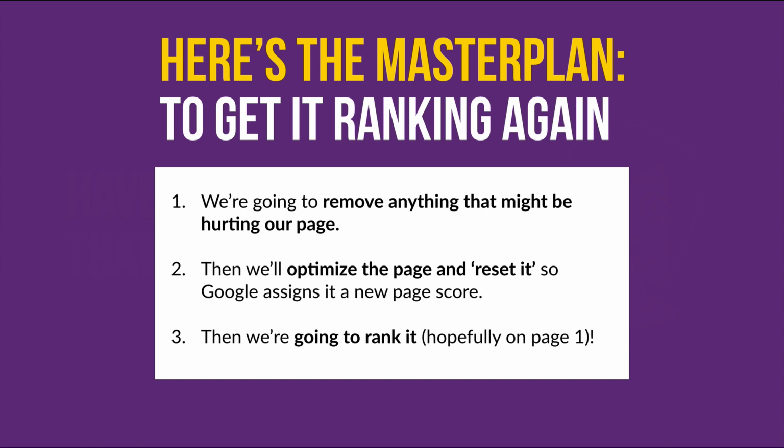Then we're going to optimize the page and do what I call a reset on it, so that Google assigns a new link score, new page score, new score of everything. This is going to help us rank for that money term that we've been going over once we've gotten stuck. Finally, once we've fixed all the issues, we're just going to go in and rank it, and hopefully it's going to land on page 1. So I hope you're excited. Let's jump right into it.